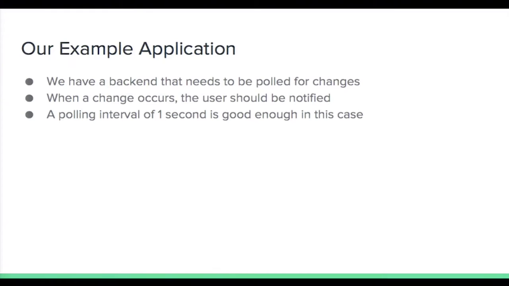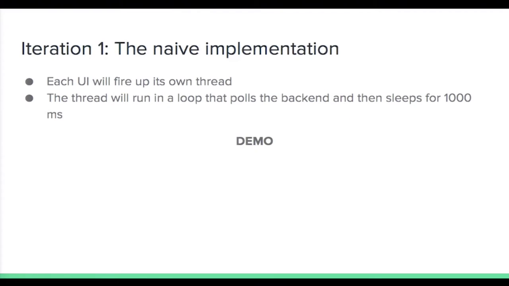Now we're going to move on to an example application and look at how you can do this in different ways, why they are bad, and what we can do to fix them. This example application that I've written is really stupid, again. It's got a backend that needs to be polled for changes, so when a change occurs, we want the user to be notified. In this case, we're polling once a second. We don't need to do this more often.